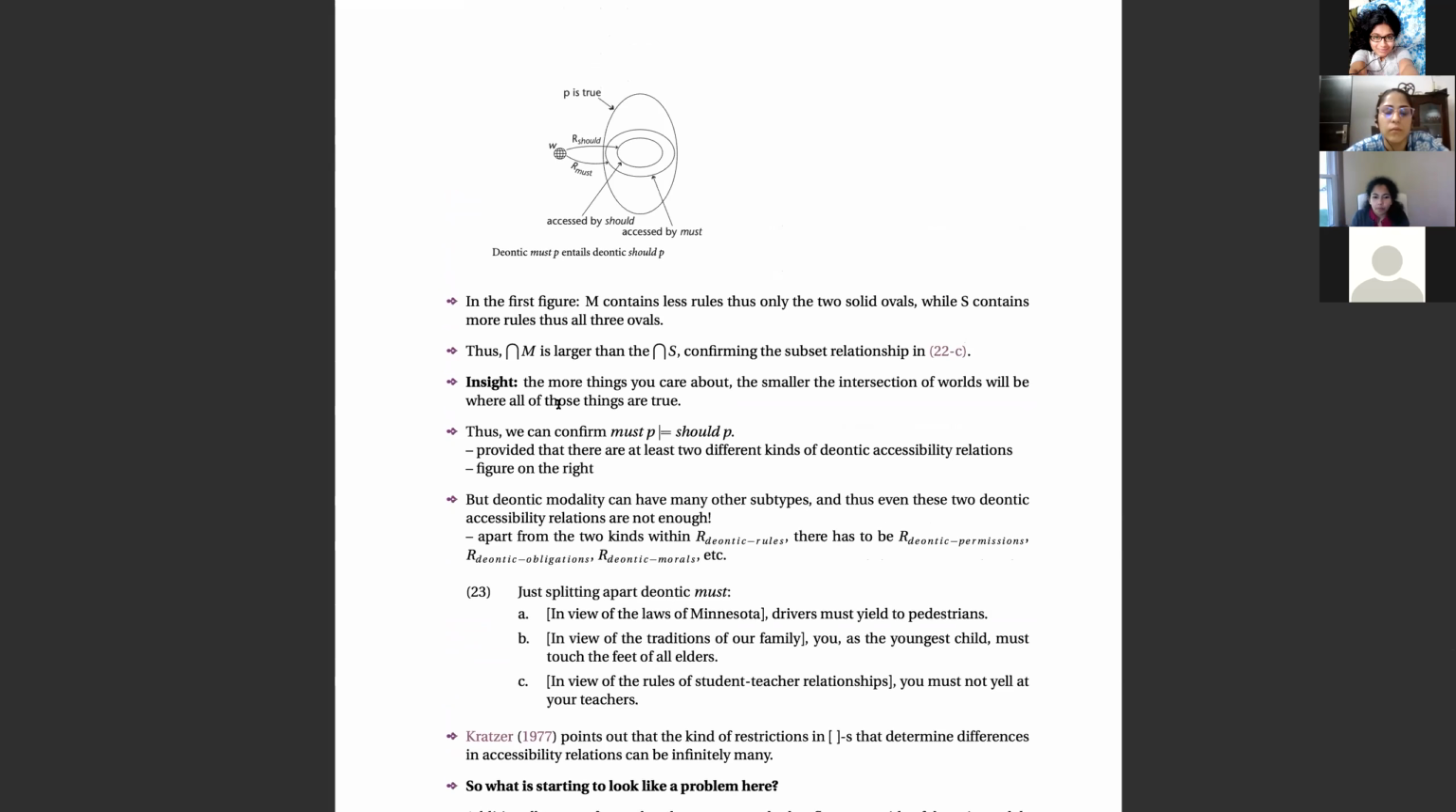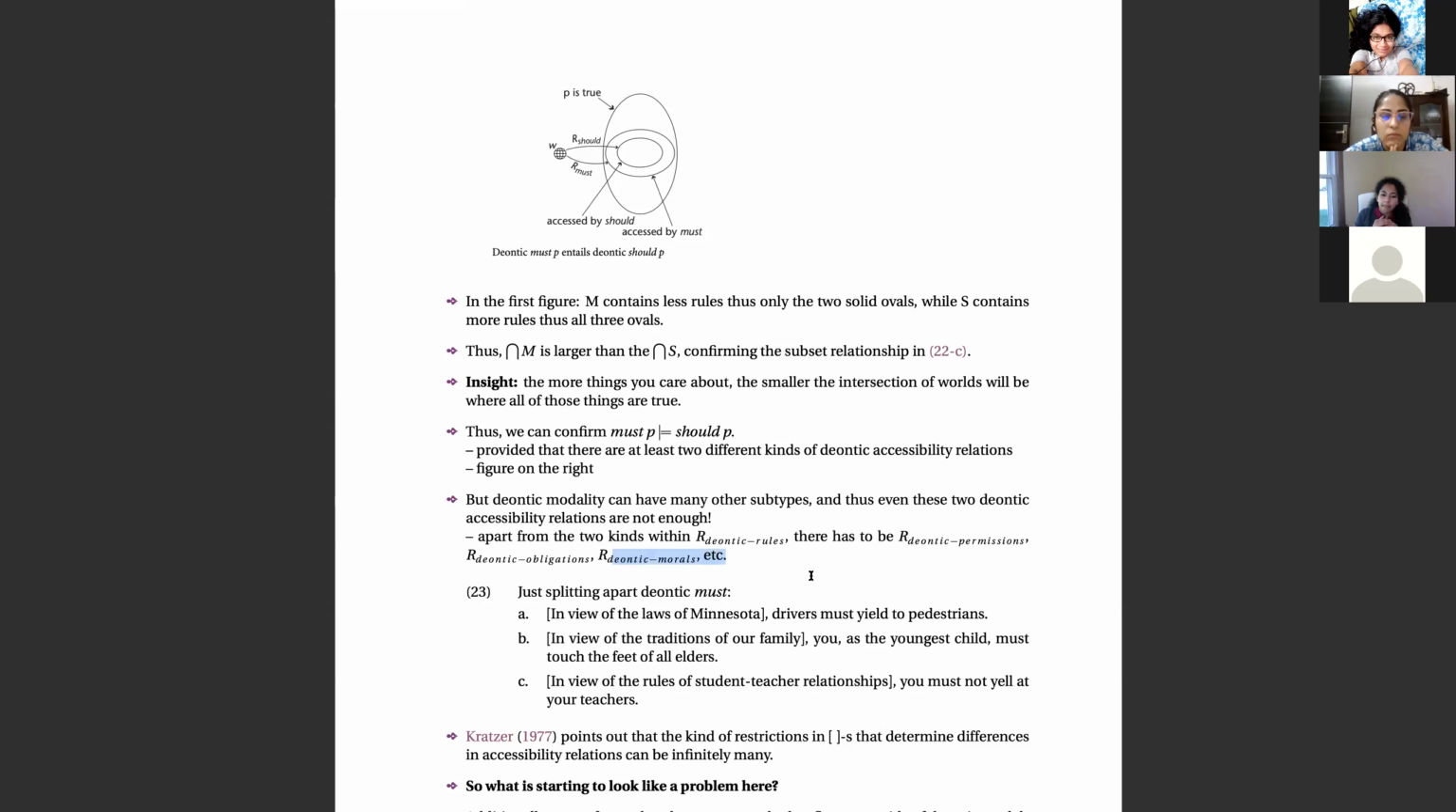Okay, so within deontic necessity, we are seeing these differences. Before we get out of deontic necessity, you have other kinds of things in deontic necessity that I said. You can have accessibility relations based on rules. You can have accessibility relations based on permissions. Same for obligations, same for morals, etc.